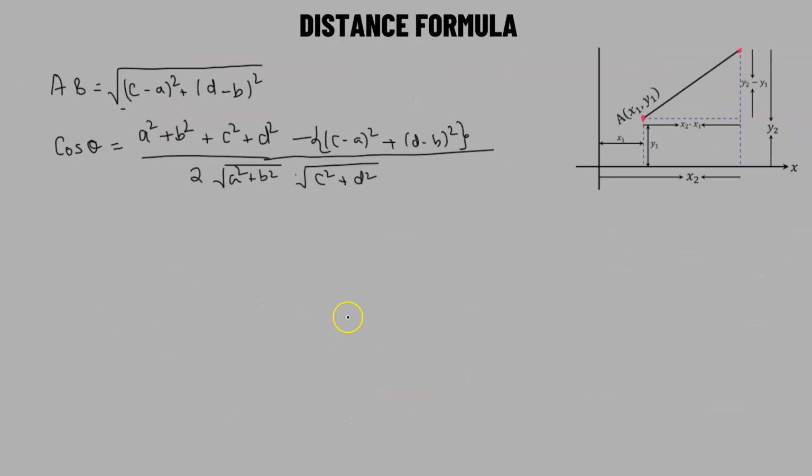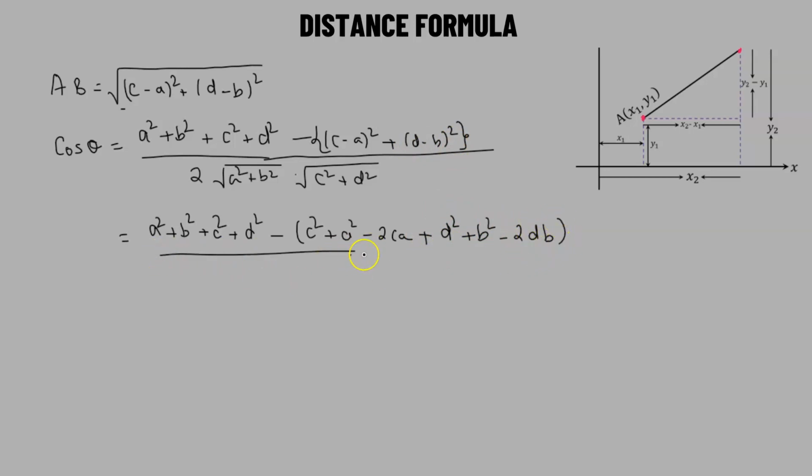Okay, fine. So let's now try to simplify the numerator portion. We have a squared plus b squared plus c squared plus d squared, minus c minus a whole squared, which is c squared plus a squared minus 2ca, added to d minus b whole squared, which is d squared plus b squared minus 2db, whole divided by 2 times the square root of a squared plus b squared, multiplied by the square root of c squared plus d squared.